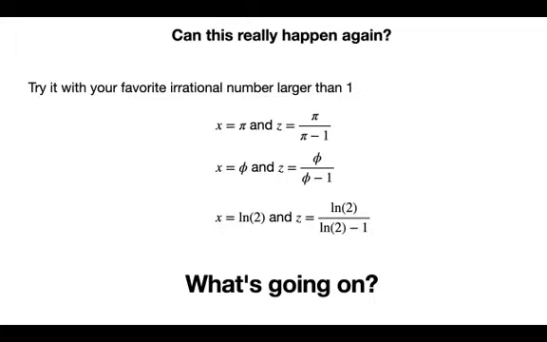Go ahead and pause the video and try it with your favorite irrational number larger than 1. You could try x equals pi and z equals pi over pi minus 1. You could try x equals phi, the golden ratio, and z equals phi over phi minus 1. You could even try x equals natural log of 2 and z equals natural log of 2 over natural log of 2 minus 1. But I'm not sure that one will work out because I don't believe the natural log of 2 is larger than 1. For these other ones, what's going on here?